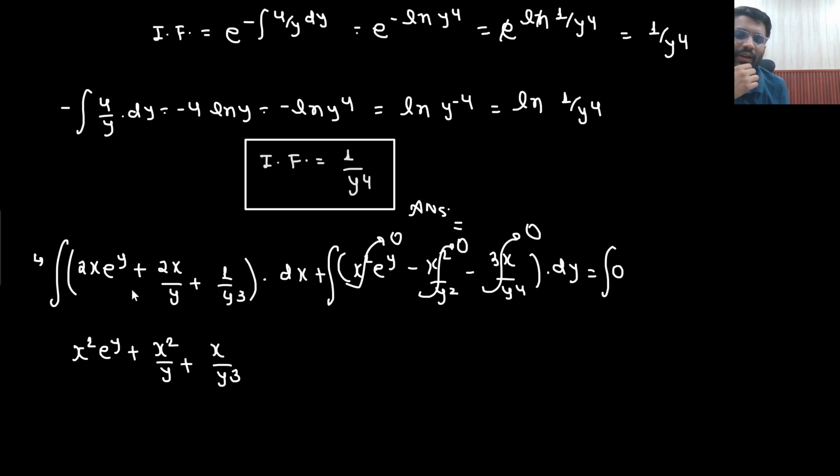What you need to do? You are integrating with respect to x, right? So what you are doing? 2 e to the power y outside, x square by 2. So e to the power y x square. Then you will take 1 by y outside. So it will be x square by 1 by y. And then you will take 1 by y cube outside. Integration of dx would be x only. So x by y cube plus constant equals to 0.